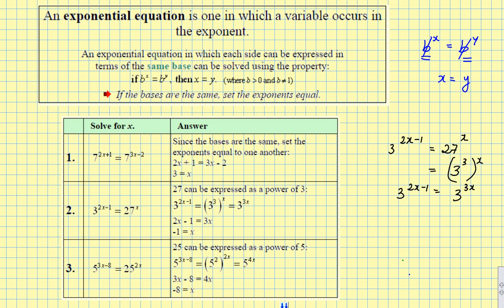I now have the same bases on both sides, so I can get rid of the bases, I can disregard them altogether, and I can simply say that 2x minus 1 is equal to 3x, and therefore negative 1 equals 3x minus 2x, and therefore negative 1 is equal to x, or x equals negative 1.